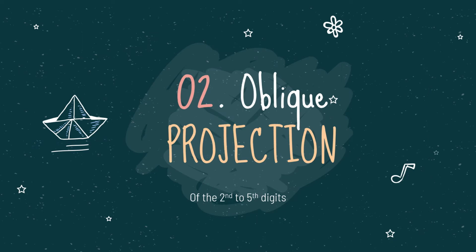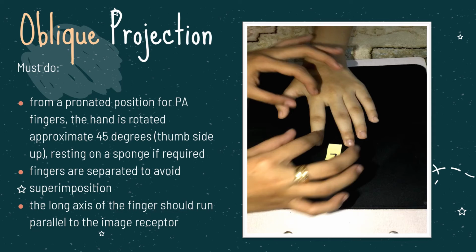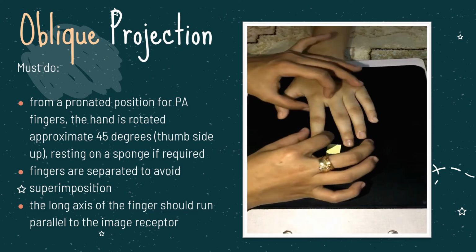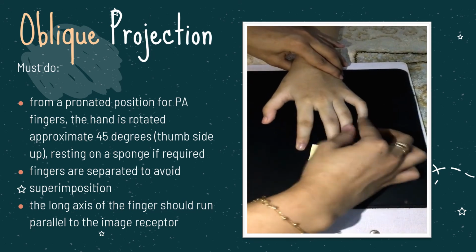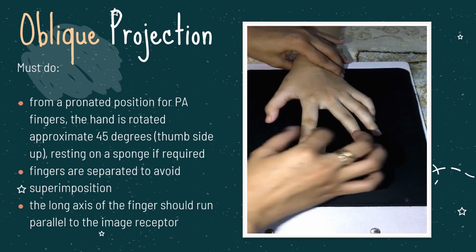The second projection is the oblique projection. For the oblique projection, starting from a pronated position for PA fingers, the hand is rotated approximately 45 degrees to the thumb side up, resting on a sponge if required.